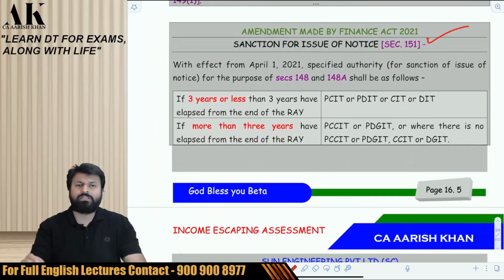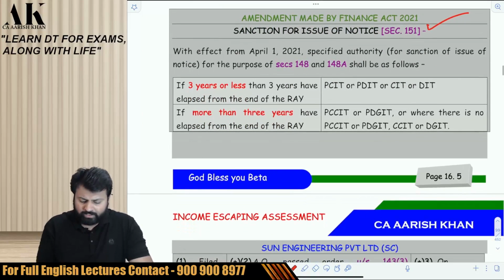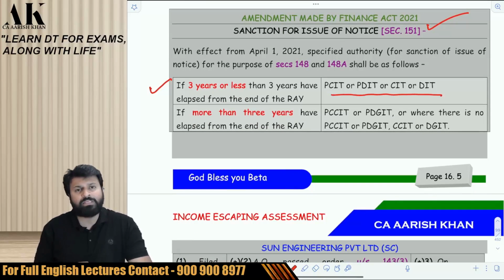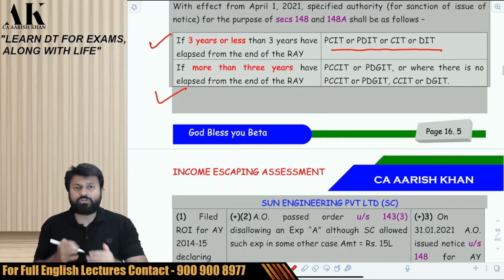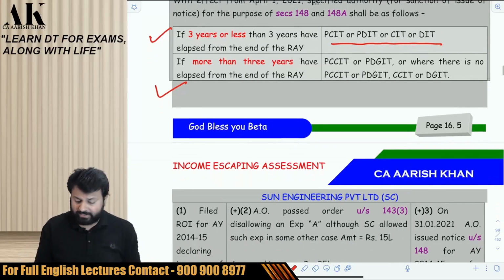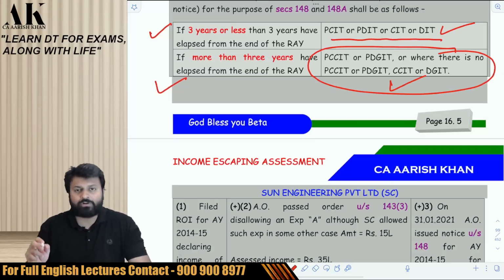Now, before issuing the notice, the AO has to take some sanction from the higher authorities. So who is the higher authority? If he wants to issue notice for 3 years or less, then he has to take approval from these authorities. Which are these authorities? Principal Chief Commissioner, Principal Director, Chief Commissioner, and Director of Income Tax. If he wants to issue notice for more than 3 years but up to 10 years, then he has to take approval from slightly higher authorities. So these are slightly higher authorities as compared to what is mentioned over here.